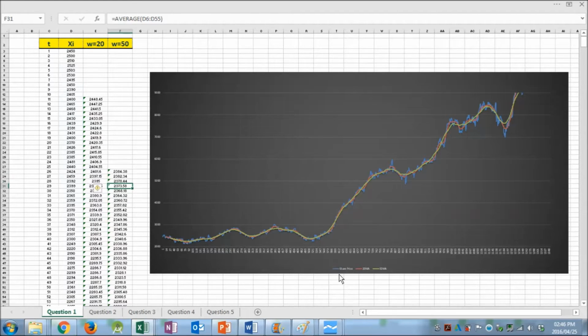Sorry, it's a little bit small, but the blue is the share price data, the red is the 20-day moving average, and the green is the 50-day moving average. So that's basically how moving averages work.